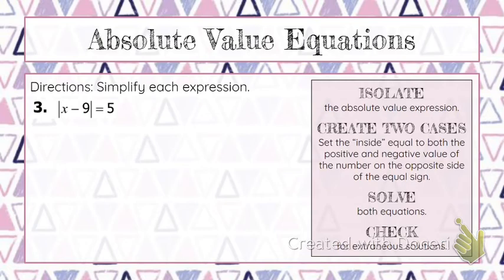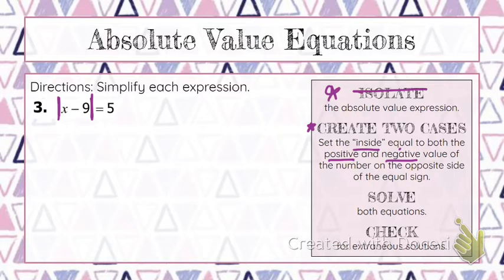For number 3, we have the absolute value of x minus 9 equals 5. Step number 1 tells us to isolate the absolute value expression. The absolute value expression is everything between these absolute value symbols, and we want to get it by itself on one side of the equal sign. That is already the case here, so we don't have to do anything for that step. Now we're going to create 2 cases. Set the inside of the absolute value expression equal to both the positive and the negative value of the number on the opposite side of the equal sign. So here's what that looks like.